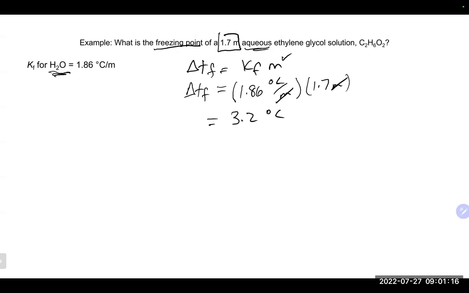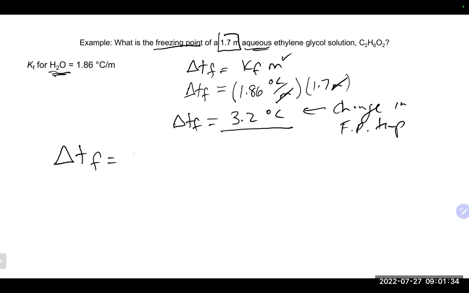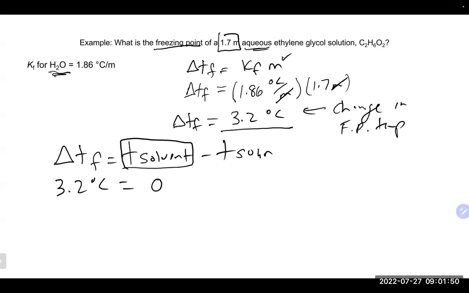So now this right here is not the answer. This is the change in the freezing point temperature. That is the change. So our change in freezing point temperature, because it is depressed, is the temperature of the solvent, which is water in this case, minus the temperature of the solution. Putting our numbers in here, we have 3.2 degrees Celsius. Our solvent, which is water, normally should freeze at 0 degrees Celsius, minus the temperature of the solution.